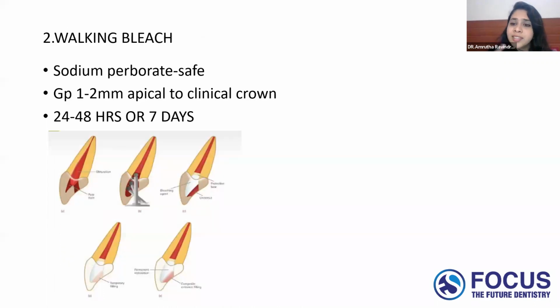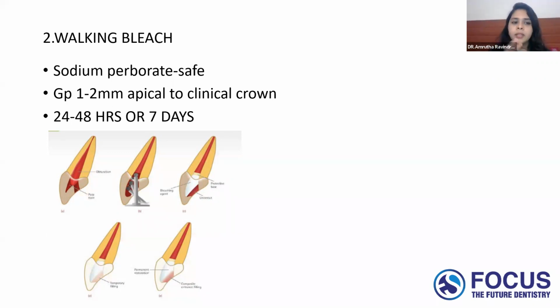The second method is walking bleach, which is the most commonly practiced method. Here, sodium perborate is used. It is relatively safe. Here, as shown in the picture, the GP is removed from 1 to 2 mm apical to the clinical crown. It is clearly seen in the picture. 2 mm of GP is removed from the coronal portion. Then the bleaching material, sodium perborate, is filled inside the coronal chamber, and a temporary filling material is placed.